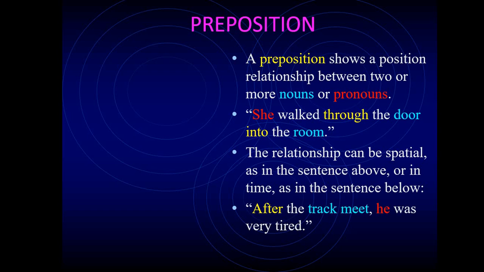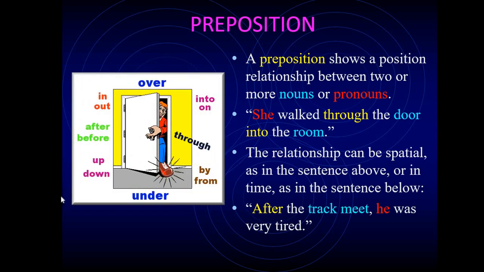Prepositions can talk about time. After the track meet, he was very tired. So after is a preposition of time. So prepositions show a position relationship between two or more nouns or pronouns. They can be spatial, or they can refer to time. These are some examples of prepositions, and prepositions are many. So we have over, in, out, after, before, up, down, under, into, through, etc.